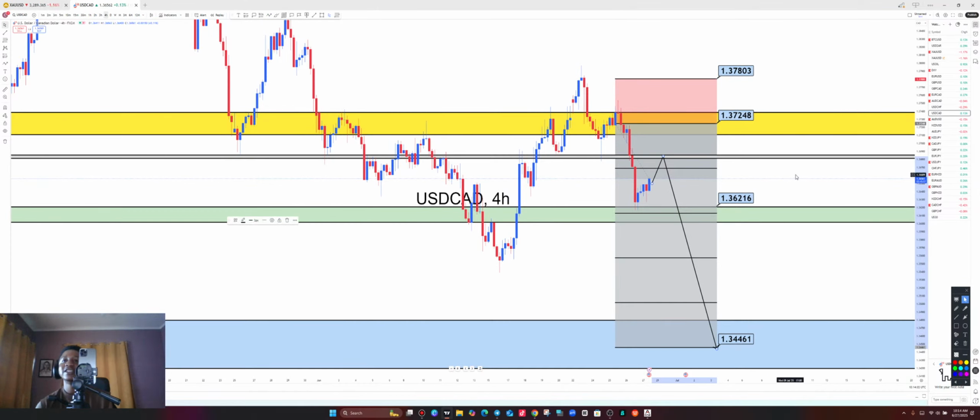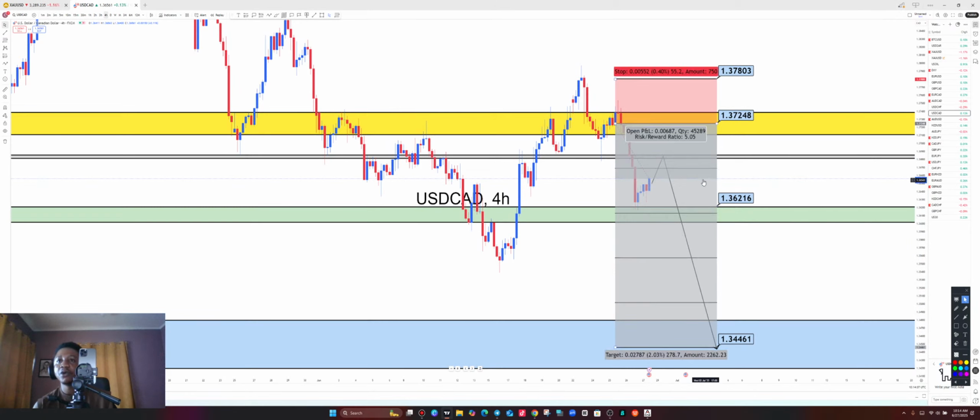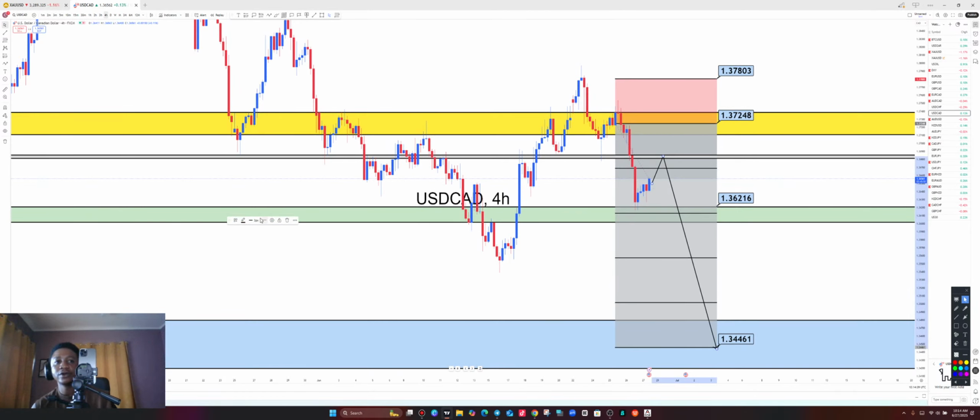So USD CAD, this becomes our second entry to the downside. We want to see price complete the lower low. Hold on, let me enlarge this. Very good. We want to see price complete the lower high here. This area is the lower low. And once price completes the lower high, that's where you're going to sell all the way to the downside on USD CAD. So USD CAD, this is our full and complete technical analysis.